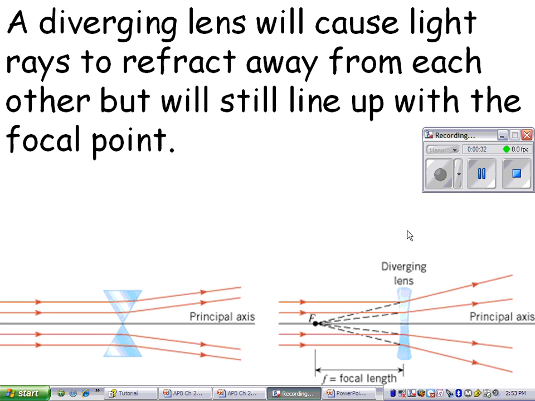The diverging lens, on the other hand, has light rays parallel to the principal axis that will now diverge away from each other. You'll notice over here that they are diverging away, but if you follow them back through the lens, they do end up meeting at the focal point here. And again, here are two prisms, one upside down, one right side up, just to show the shape of this diverging or concave lens.